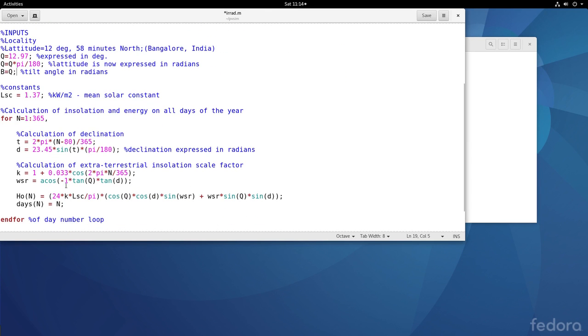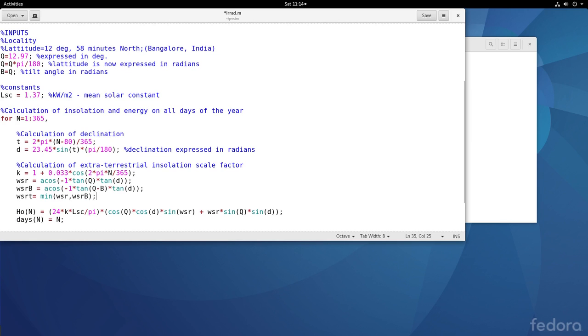Next, I need to incorporate here a couple of lines, two lines, to estimate the omega SRT, the sunrise hour angle for the tilted surface. So it is actually the minimum of the sunrise hour angle of the horizon and the sunrise hour angle of the tilted horizon. So let us incorporate these two lines. So this line here is the sunrise hour angle of the tilted horizon, omega SR beta, which is equal to cos inverse of minus tan(phi minus beta) into tan delta. And this other line here is omega SRT, the omega SR of the tilted surface, which is the minimum of omega SR and omega SR beta. So that is what we will use to evaluate HOT.